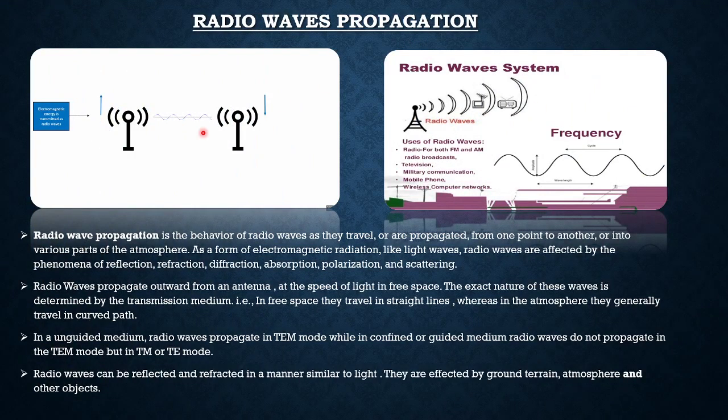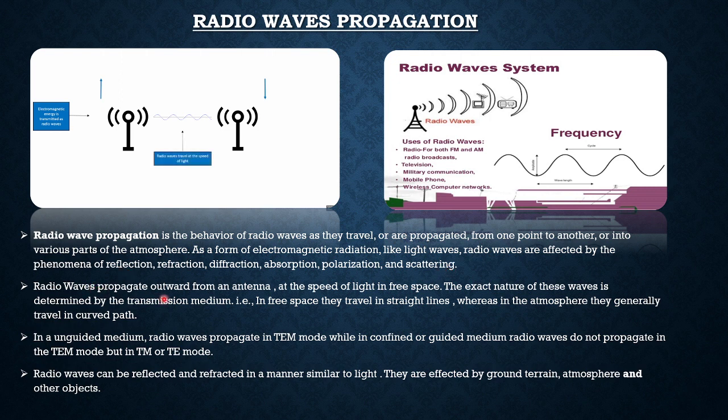What is radio wave propagation? Radio wave propagation is the behavior of radio waves as they travel or propagate from one point to another in various parts of the atmosphere. As a form of electromagnetic radiation like light waves, radio waves are also affected by the phenomena of reflection, refraction, diffraction, absorption, polarization, and scattering.